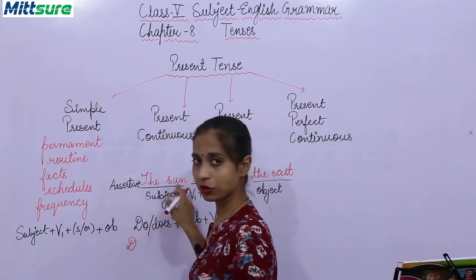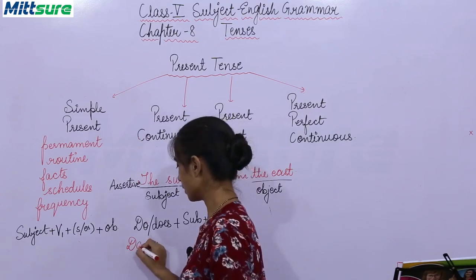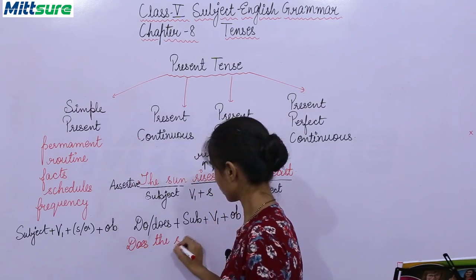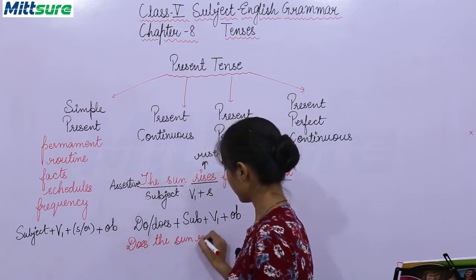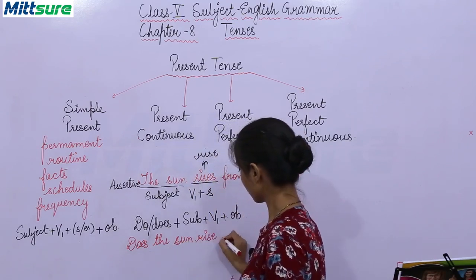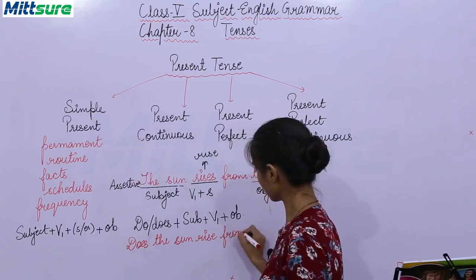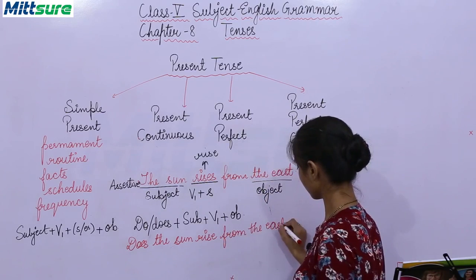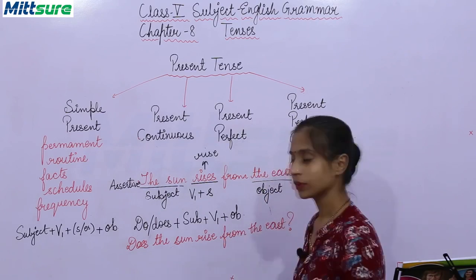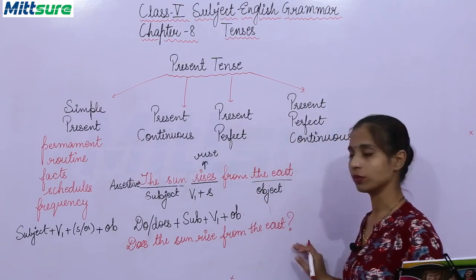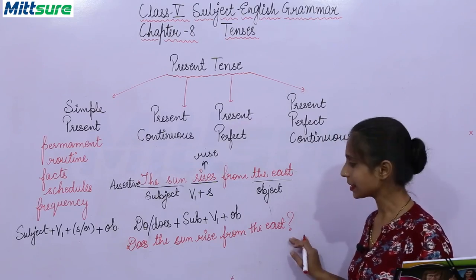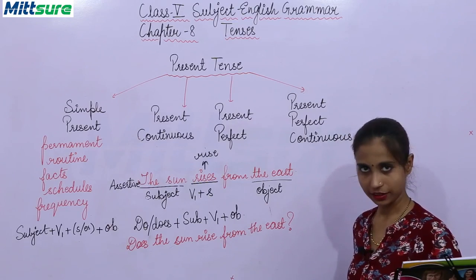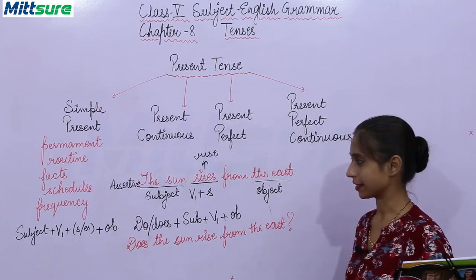If the subject is singular, then apply does. Does the sun rise from the east? Does the sun rise from the east? This will be the interrogative form of the sentence of the simple present tense.